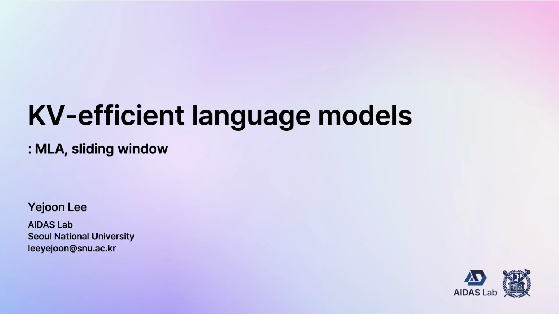So this talk discusses KV efficient language models, and as a couple of examples, I'll introduce MLA, the multi-latent attention, and sliding window attention.